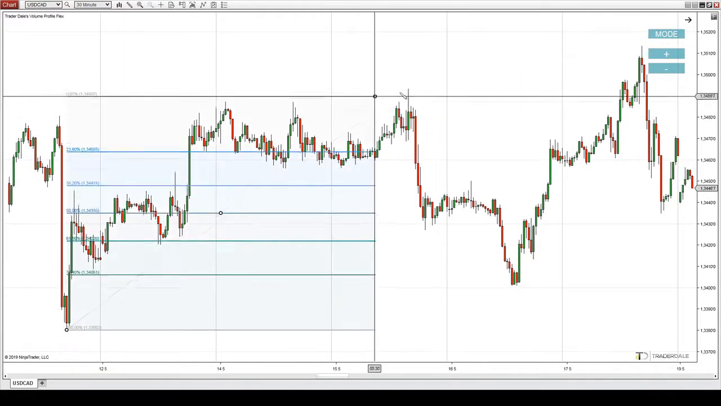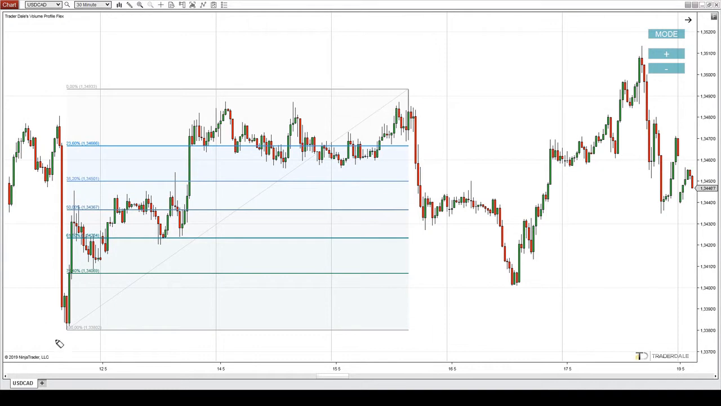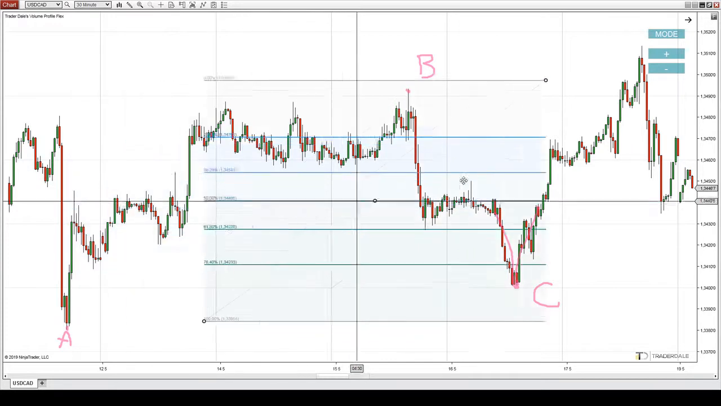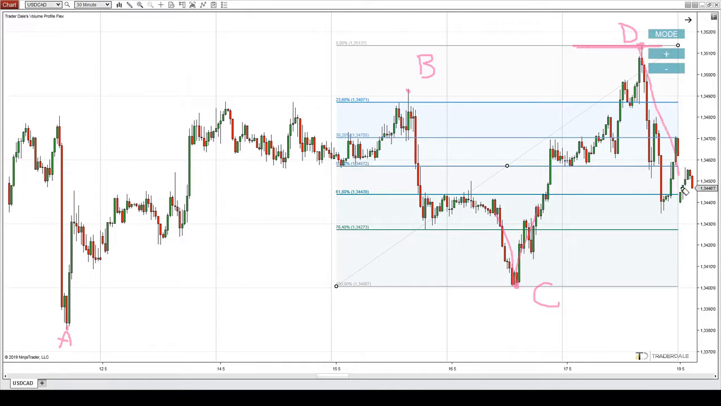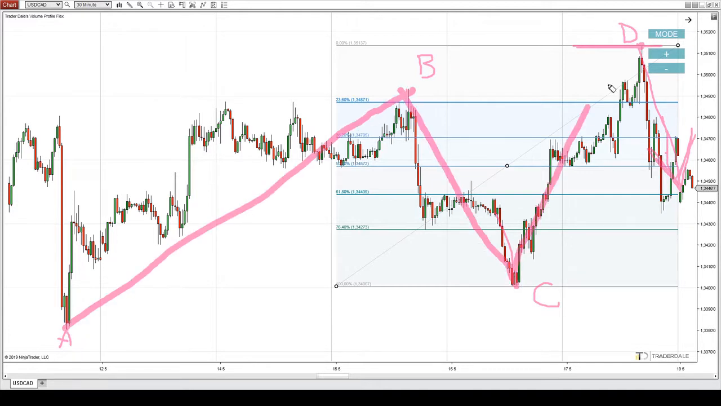So from A to B, then below 50%, the lowest swing point is this one, so this will be the point C. Move it like this, and from C, this will be the D. This is the line for D. So when the price hits this level, you go short. Alright, so you have A, B, C, D, and short from there.